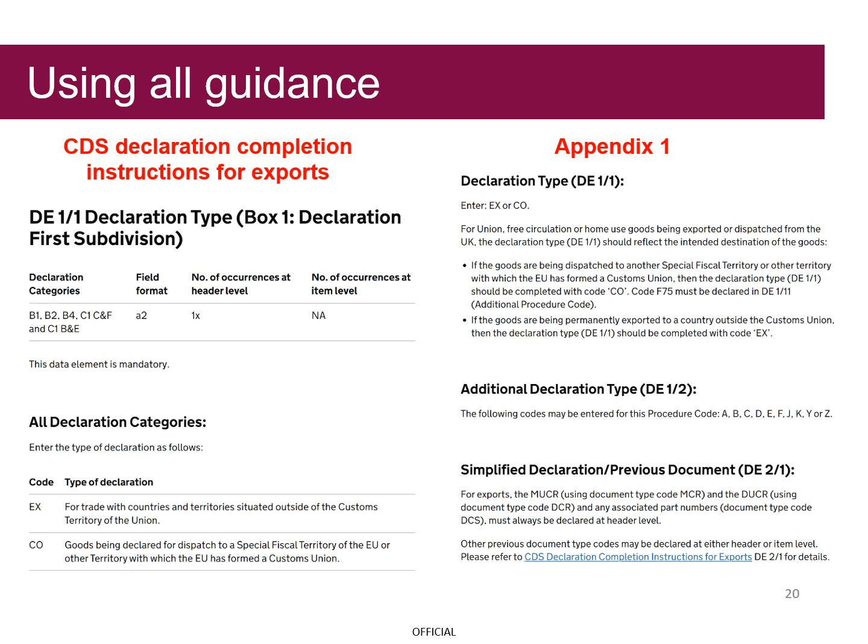Grayson has the CDS Declaration Completion Instructions for Exports open on the left and Appendix 1 open on the right of his screen. He will start looking at the first data element 1.1. Grayson needs to scroll down on the CDS Declaration Completion Instructions for Exports to find all the possible categories that can be used against the declaration category of B1.